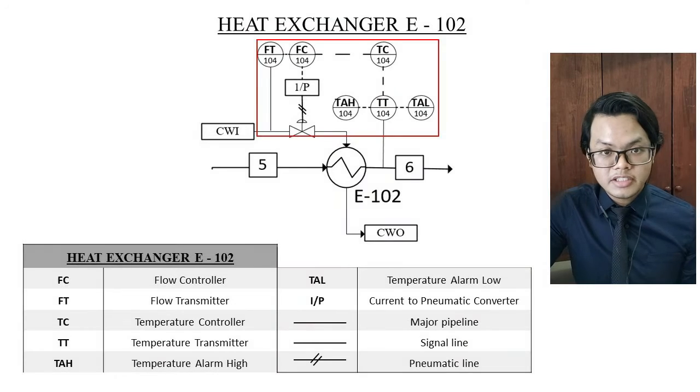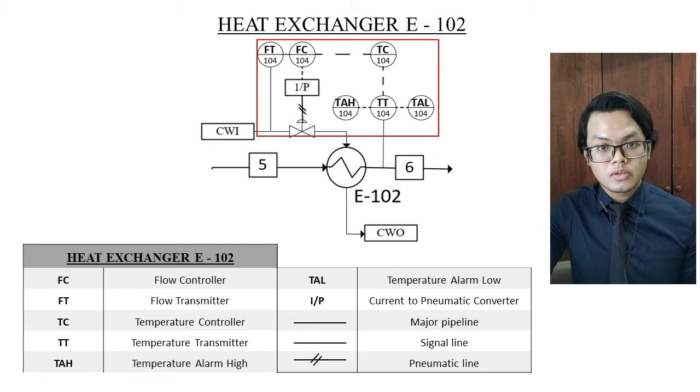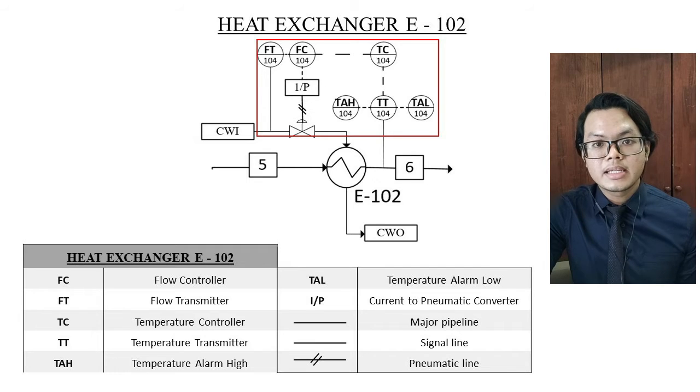Next is the heat exchanger. Here we also use a cascade control system, whereby the temperature of the liquid at stream 6 will be controlled by regulating the cooling water. The outer loop is the temperature control, while the inner loop is the flow rate of the cooling water.